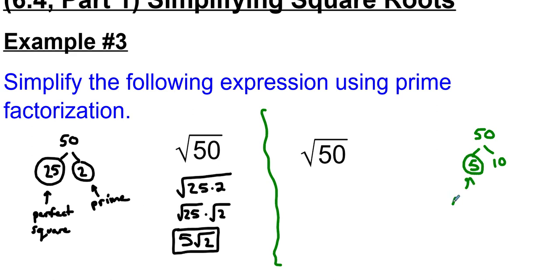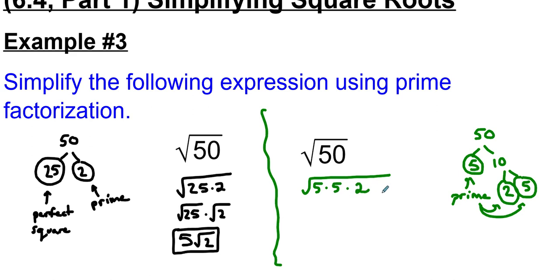10 is not a prime nor a perfect square, so I can break this down even farther. 10 is 2 times 5. Those are prime numbers. So now we've got primes all over here. So 50 is 5 times 5 times 2. Well, how does that help me move on with this problem?